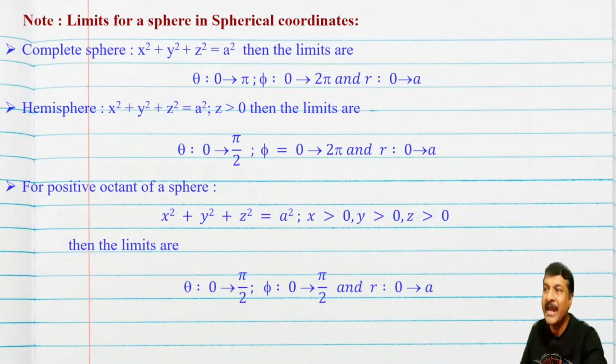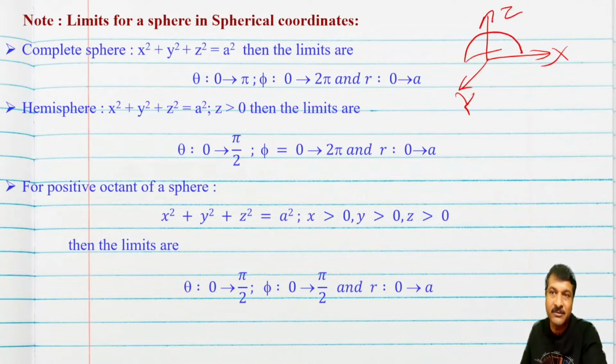For a complete sphere, x square plus y square plus z square equal to a square, the limits are theta equal to 0 to pi, phi equal to 0 to 2 pi, and r equal to 0 to a. For a hemisphere, if we cut by the xy plane, then x square plus y square plus z square equal to a square, and z is greater than 0. It means that if we consider the axes x, y, z, and the sphere is cut by this plane, I get it like this. Then the limits are theta equal to 0 to pi by 2, because theta is always the angle with the z axis. So here 0 to pi by 2. Phi is 0 to 2 pi, meaning the whole circle here, and r equal to 0 to a, meaning the radius.